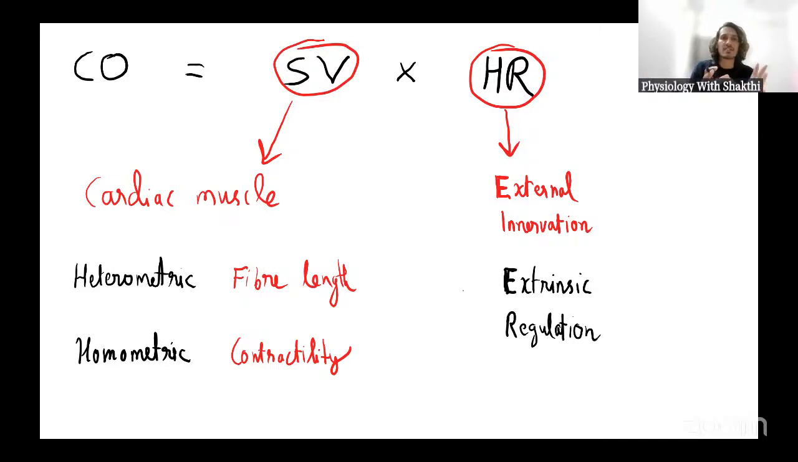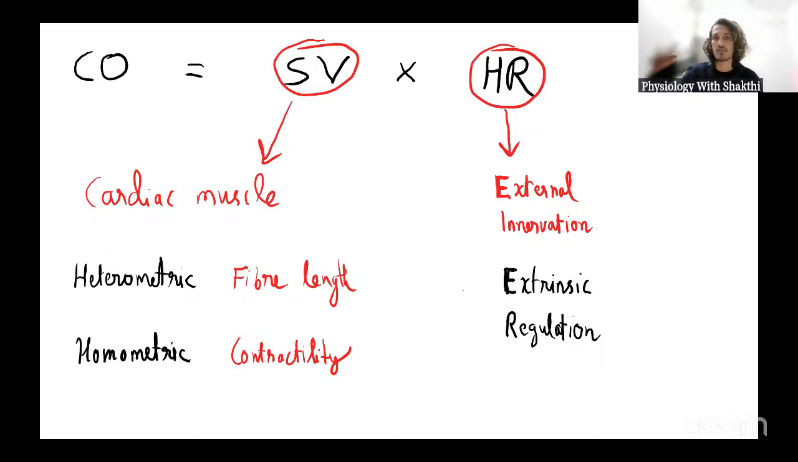Apart from that, there is homometric. Regardless of what the initial fiber length is, the innate property of the heart to increase its contraction can be increased. That is homometric, not at all dependent on the initial length. Okay, so that is homometric and heterometric. So these we have to explain based on the number of your marking.